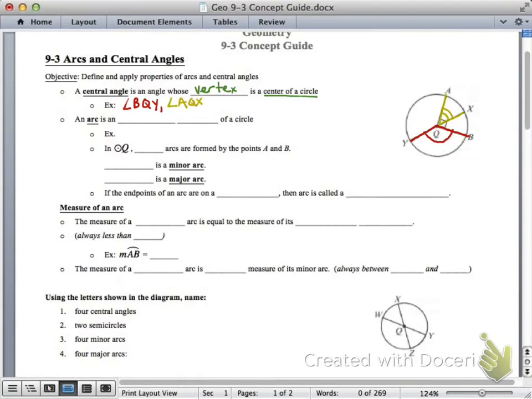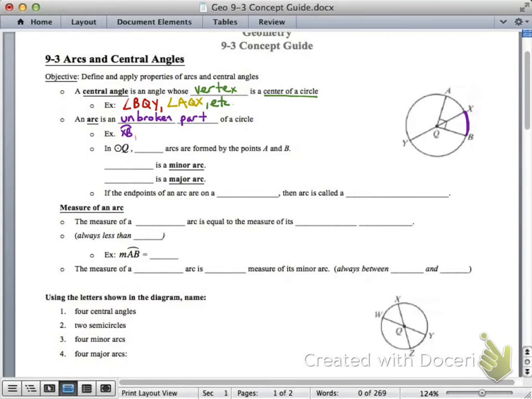Another one here, angle AQX. There's plenty of other ones here: XQB, AQY, YQB. We could name these a bunch of different ways even with just these few rays, but it's any angle whose vertex is the center. An arc is an unbroken part of a circle. So for example, arc XB, this part going from this point that's on the circle to a different point that's on the circle, is called an arc.